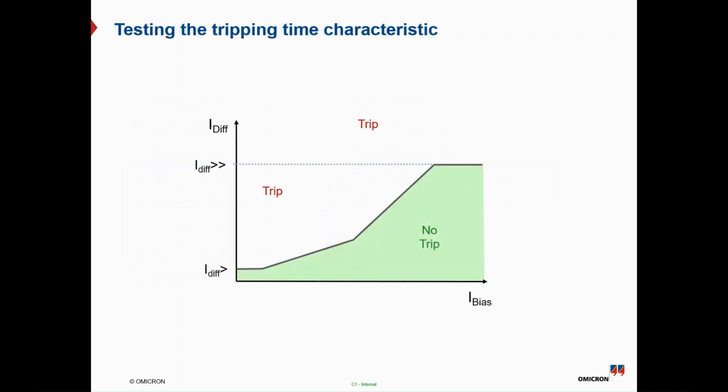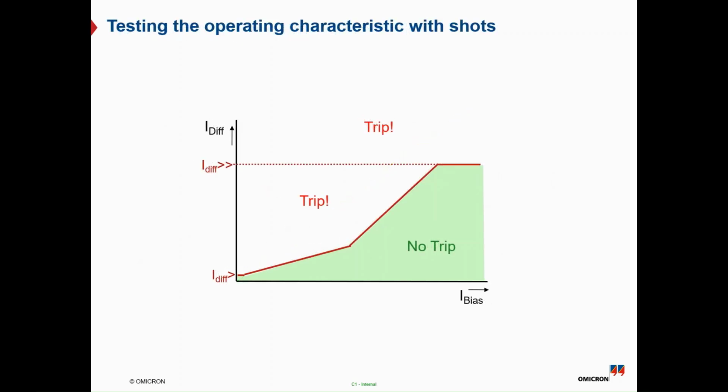So starting with the tripping time characteristic, this dedicated differential trip time module can be used to check whether the tripping times of the differential protection are within the time tolerance band or not. So here is the maximum torque angle, as you can see. The tripping zone will be encountered between the dual slope characteristic and the maximum torque angle, and we will check this trip time by using the differential trip time dedicated module.